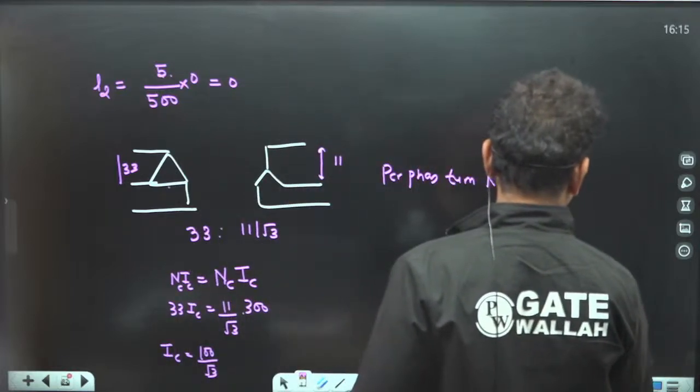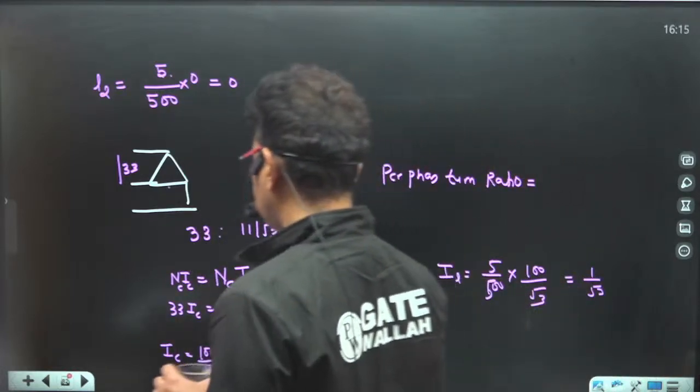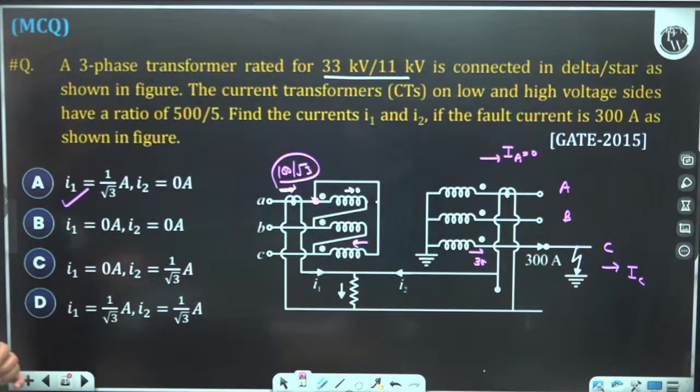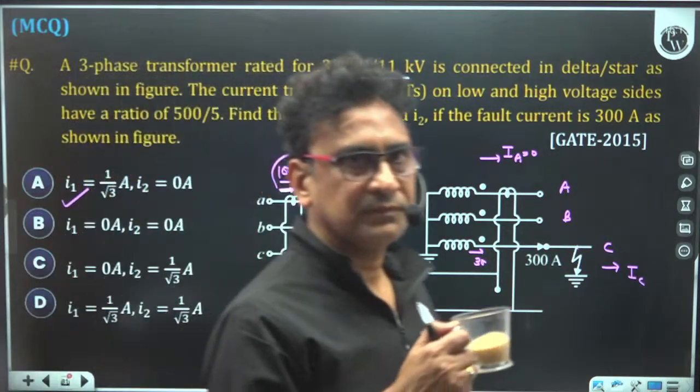One by root 3. So this is 1 by root 3 only. A is the right option. Clear?